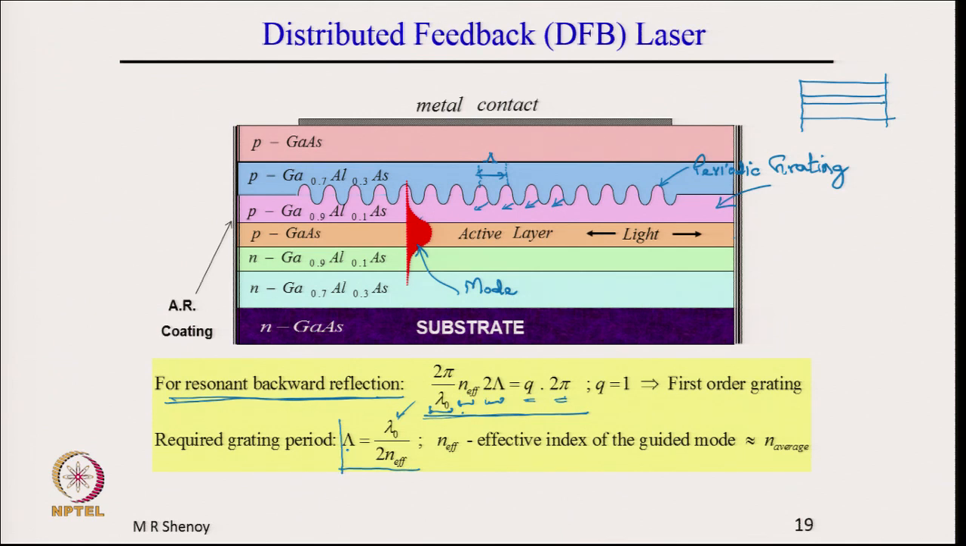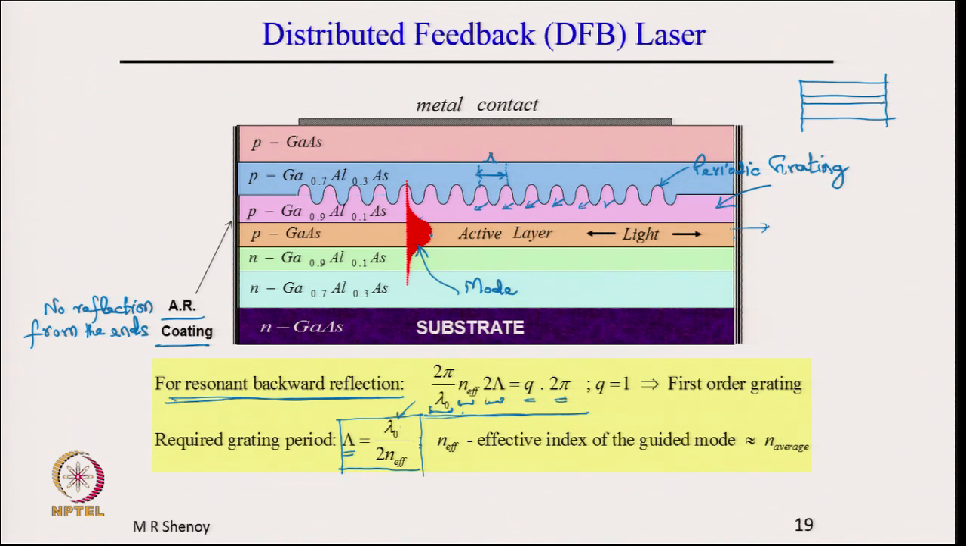If we use the required grating period lambda, then only one wavelength will have reflection coming back. All other wavelengths will be lost. All other wavelengths will propagate and go out, because the ends are anti-reflection coated, which means there is no reflection from the ends. It is a very interesting laser, because the ends are coated with anti-reflection coatings. So, whatever reflection comes is because of the periodic grating, and the periodic grating will reflect only one wavelength or single frequency, which satisfies the Bragg condition. This is called the Bragg condition, because it is a periodic structure.